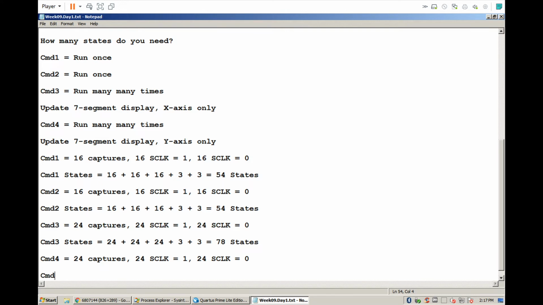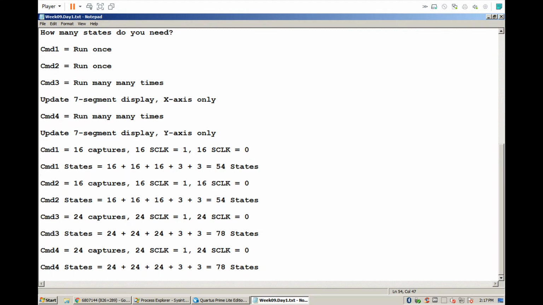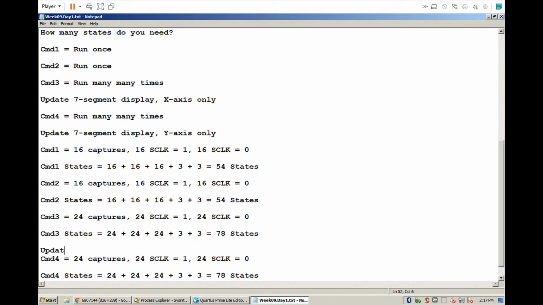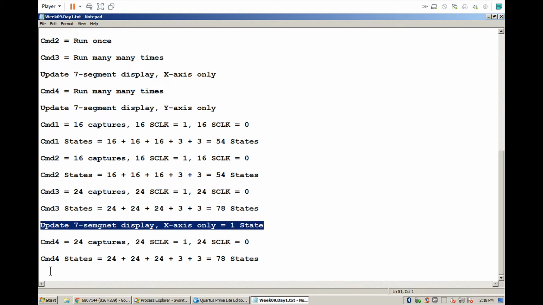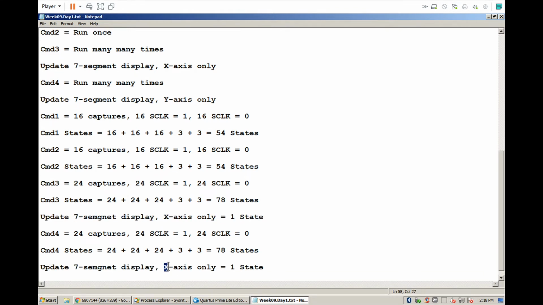Command 5. Sorry, I don't need command 5. Command 4 states is equal to 24 plus 24 plus 24 plus 3 plus 3. Okay. So after command 3, you have update 7 segment display, x axis only. So how many states is that? One state. You need only one state to take care of the update. And then same thing for the y-axis, you need one state.